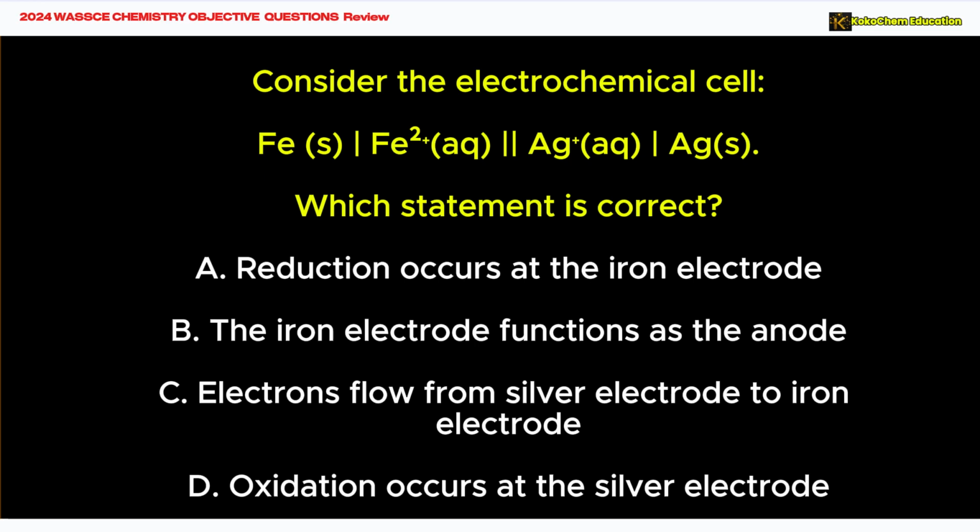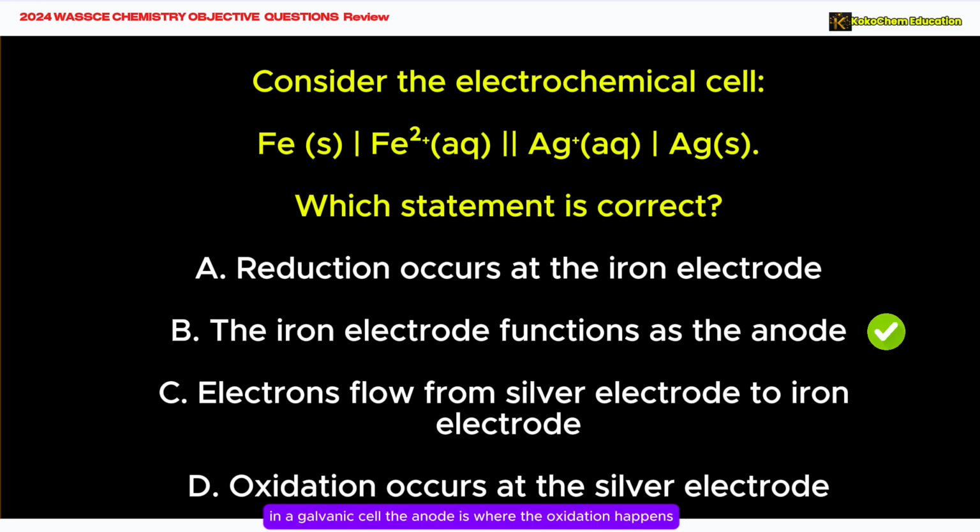D. Oxidation occurs at the silver electrode. The correct answer is B. Explanation: in a galvanic cell, the anode is where the oxidation happens. Iron is oxidized, so the iron electrode is the anode.